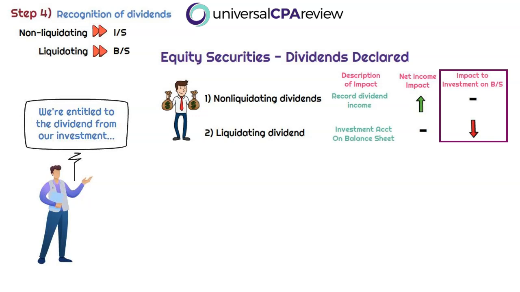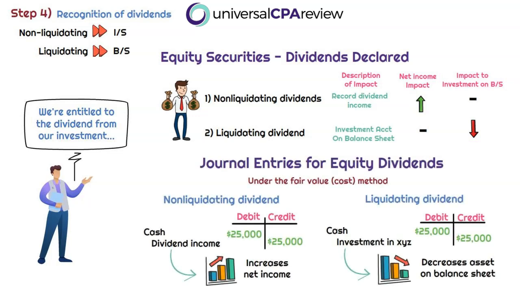If they issue a liquidating dividend, that means they're decreasing the value of the company and returning capital to shareholders. That's going to decrease our investment on the balance sheet. Let's take a look at the journal entries for both a non-liquidating dividend and a liquidating dividend so we can see the differences here. So on the left side is a non-liquidating dividend.